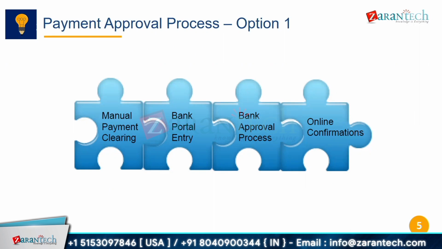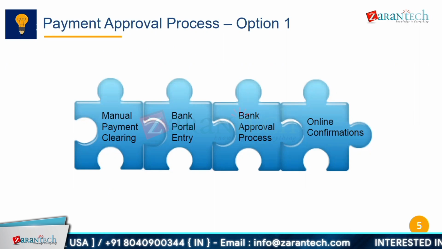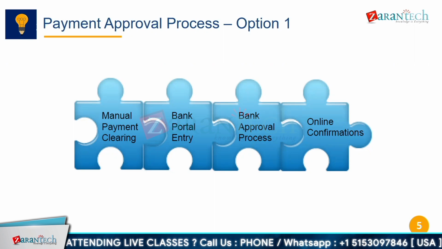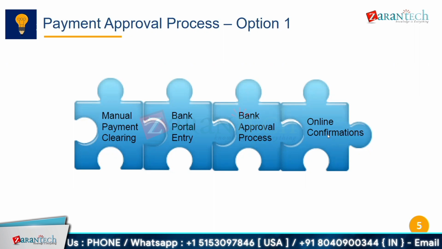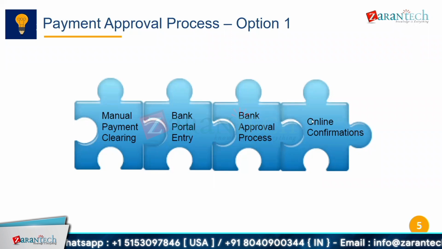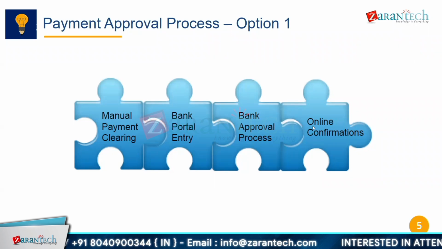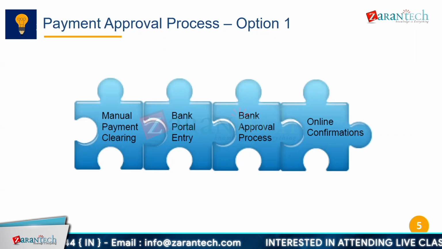Sometimes there are multiple approvals, wherein one level of approval is done by the company authorities and the second level of approval is done by the bank. So that's the two levels of approval you will find. And then once the payment is approved, it gets transferred to the supplier. So this is the standard way of payment approval.